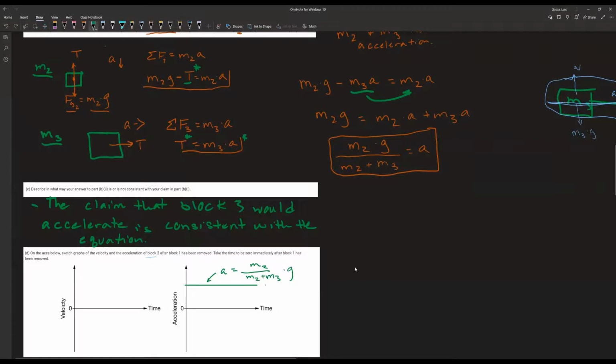Okay. Now the acceleration will be increasing. If I have a positive acceleration, that's going to give a positive change in velocity. And if we start from 0, the velocity will increase in the positive direction, something like this. Any questions?